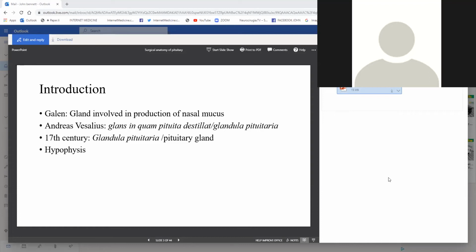It's only after the 17th century, when this theory was debunked, that the name glandula pituitaria, which was also introduced by Andreas Vesalius, remained. Glandula pituitaria has as its English meaning pituitary gland, and later on the term hypophysis was introduced too. So these two terms remained. Next slide, John.